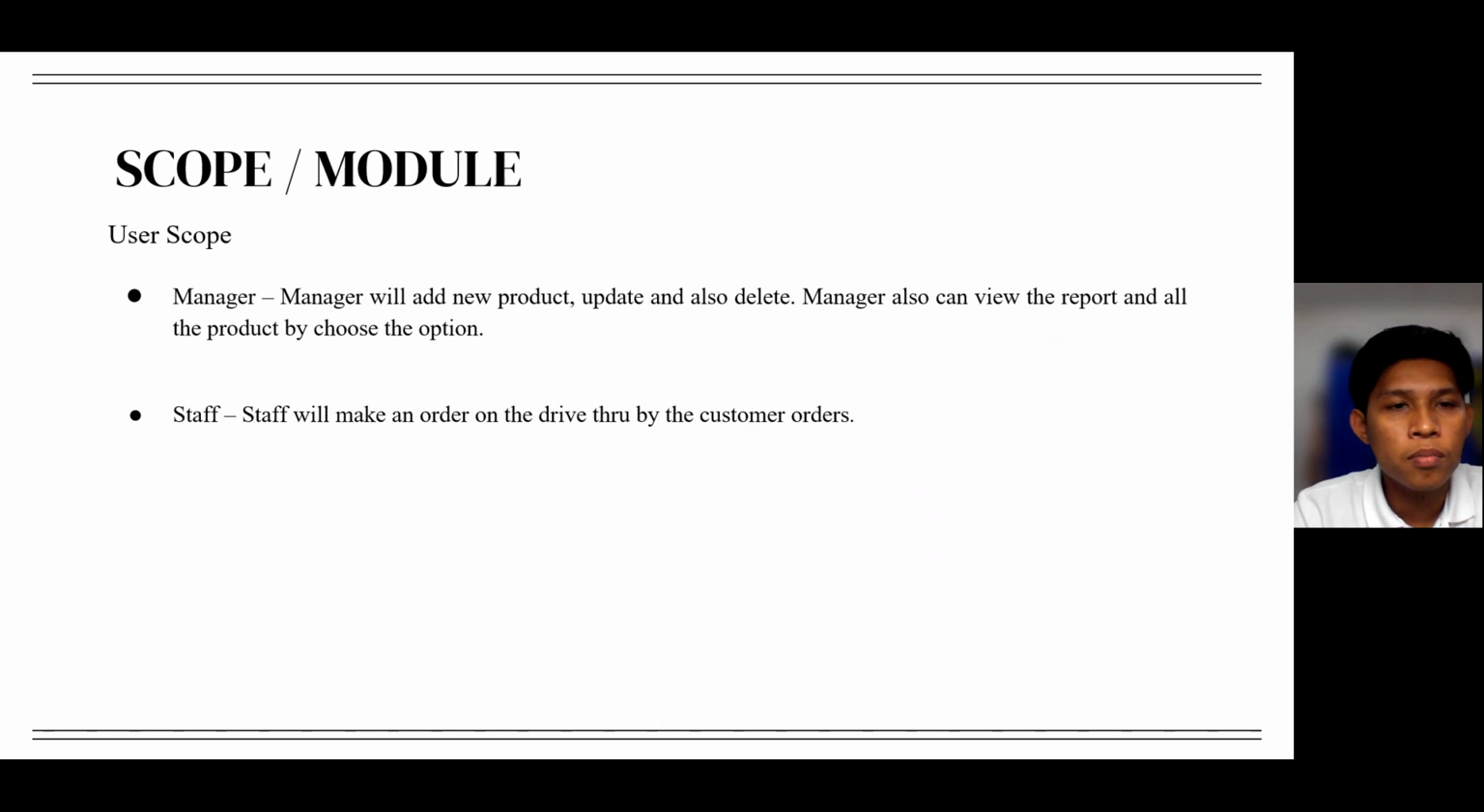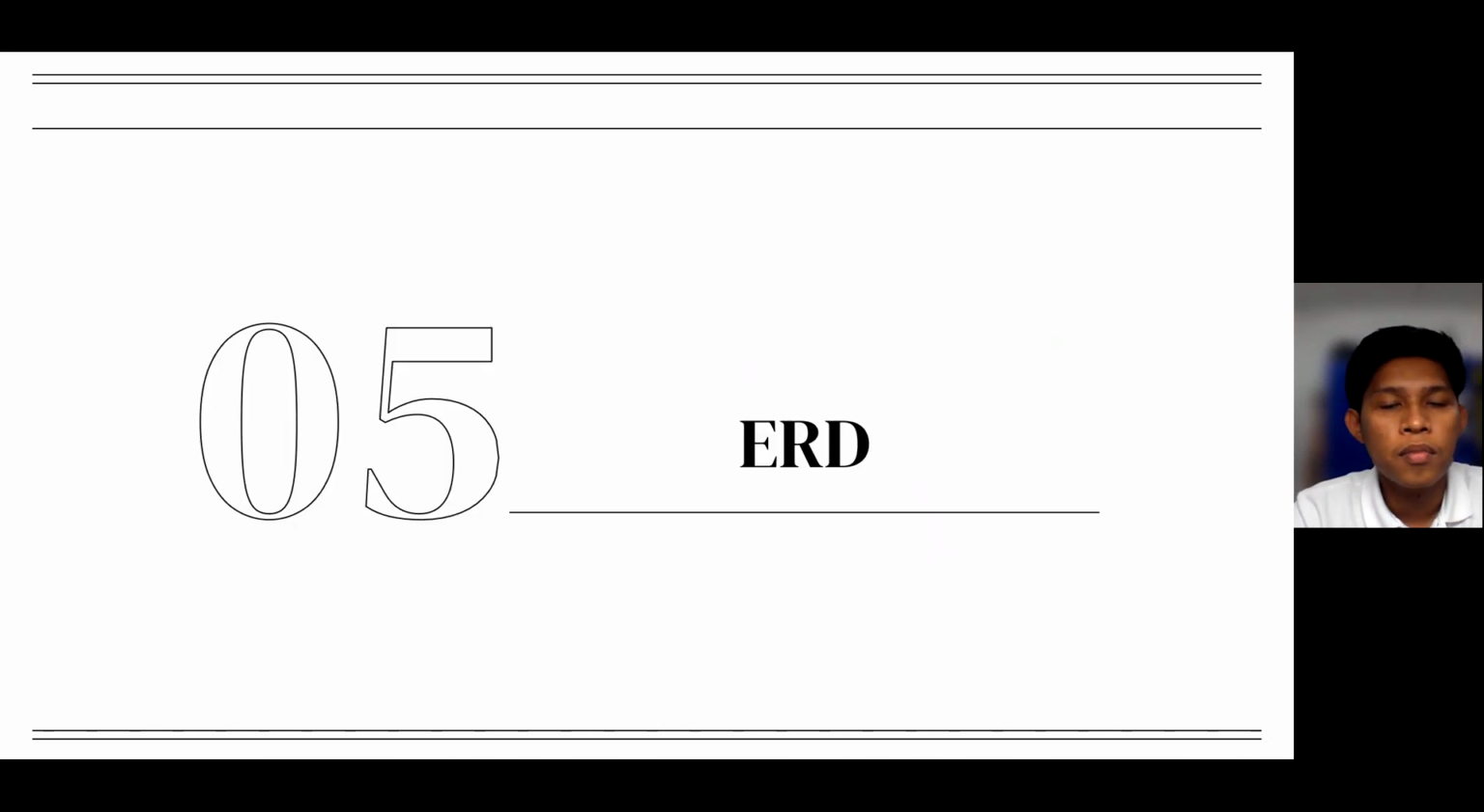Okay, for the user scope, it has only two, manager and staff. The manager will add new products, update, and also delete. The manager also can view the report and all the products by choosing the option. The staff will make an order on the drive-thru for the customer orders.